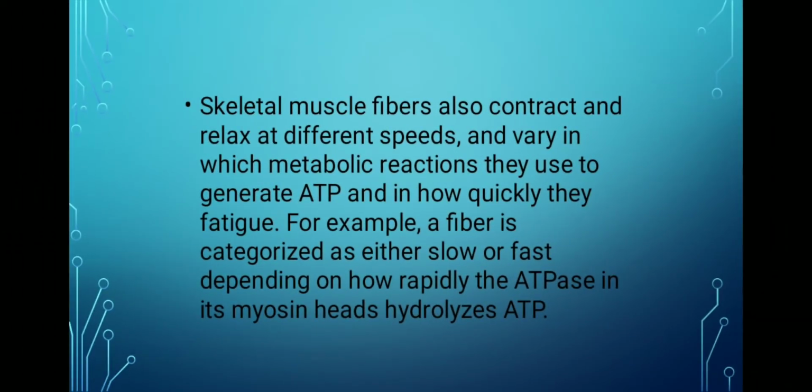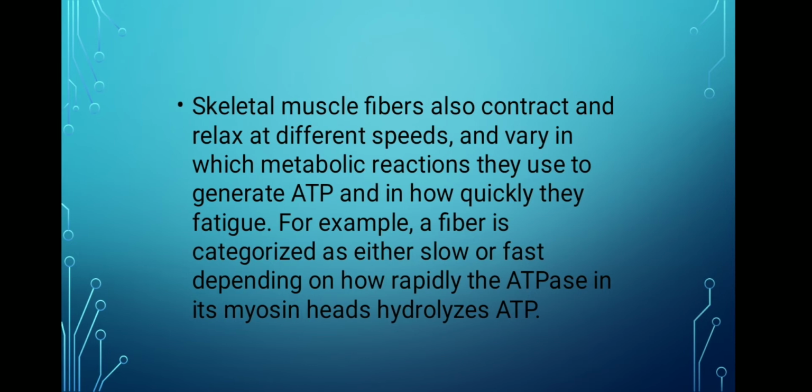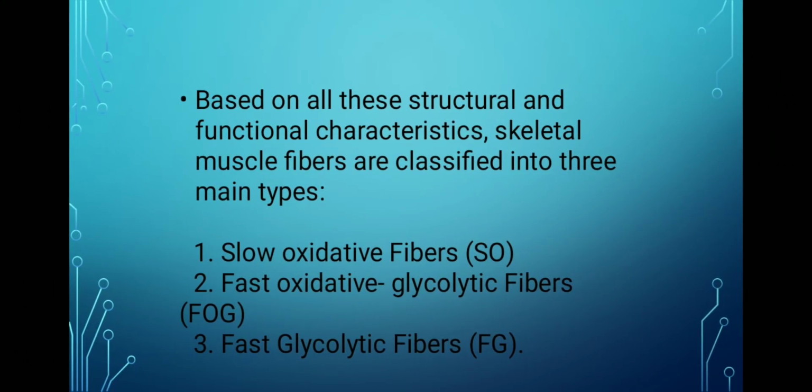Skeletal muscle fibers also contract and relax at different speeds and vary in which metabolic reaction they use to generate ATP and in how quickly they fatigue. For example, a fiber is categorized as either slow or fast depending on how rapidly the ATPase in its myosin heads hydrolyzes ATP. Based on all these structural and functional characteristics, skeletal muscle fibers are classified into three main types: slow oxidative fibers, fast oxidative glycolytic fibers, and fast glycolytic fibers.